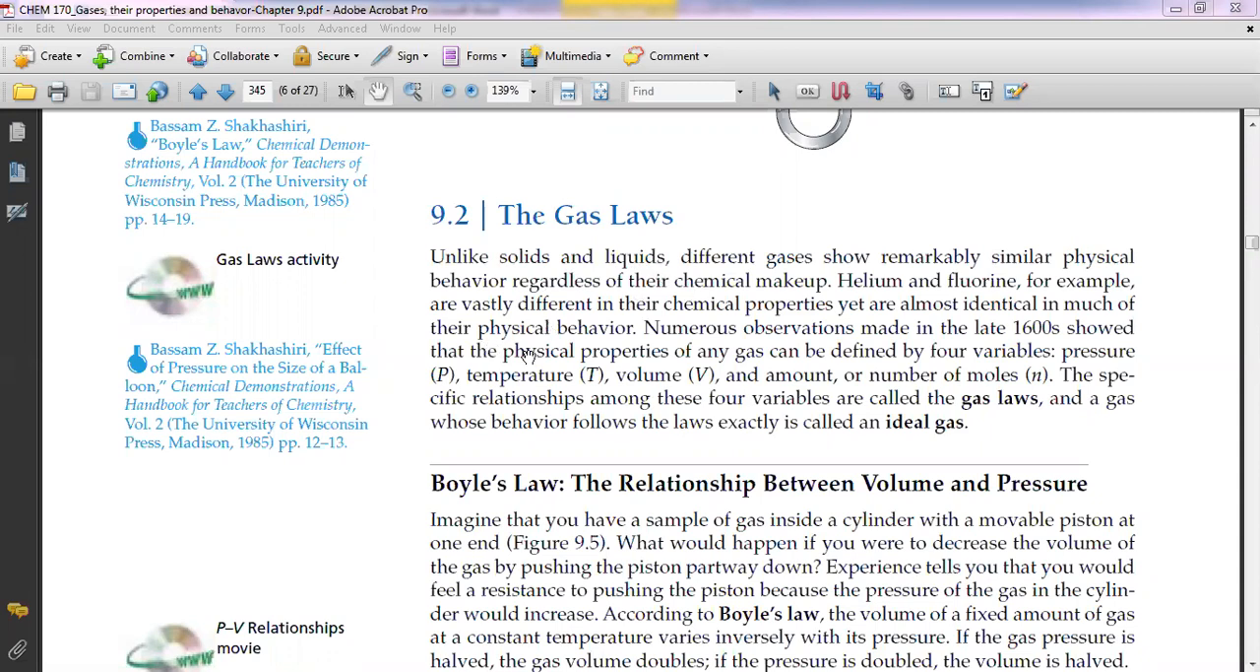Actually, these are the different variables. Importantly, the variables are the pressure, temperature, volume, and the number of moles. And the specific relationship between these four variables is called the gas law. So this you have already learned in the previous classes, but what is new in this field is, let's start with the first law, which is Boyle's Law.